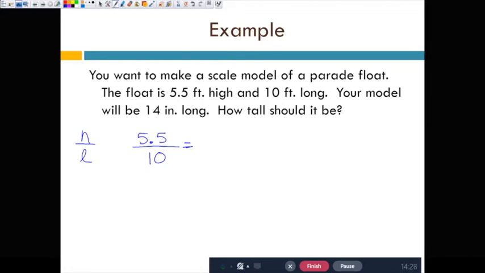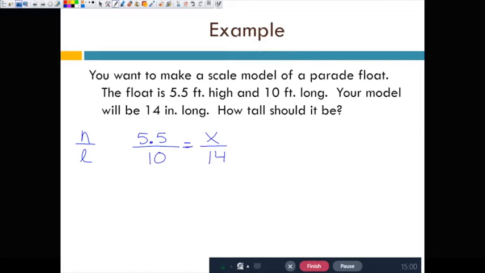The key thing is that I have to match my height and my length. So do I know the height of my model? What are we looking for? How tall? So do I know the height? No. So that's going to be represented by a variable, x. That's the unknown. That's what we're looking for. Then do I know the length? Yes. 14 inches. Okay? My length goes with my length. My height goes with my height.